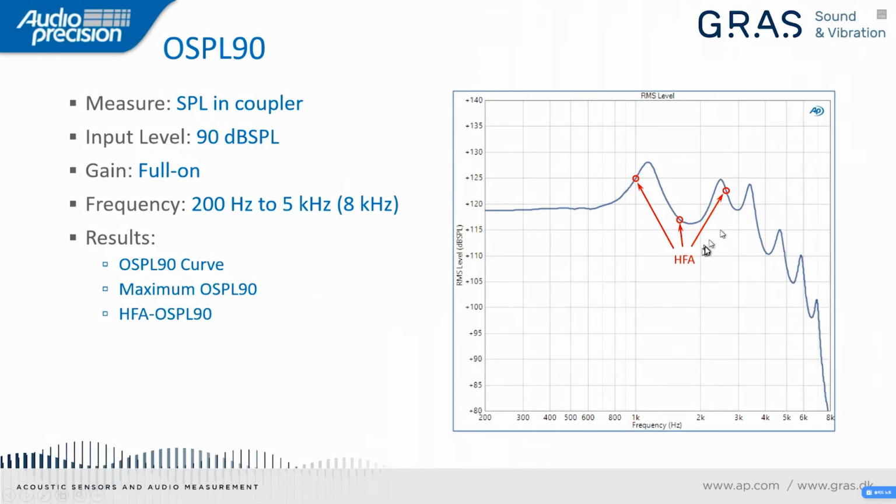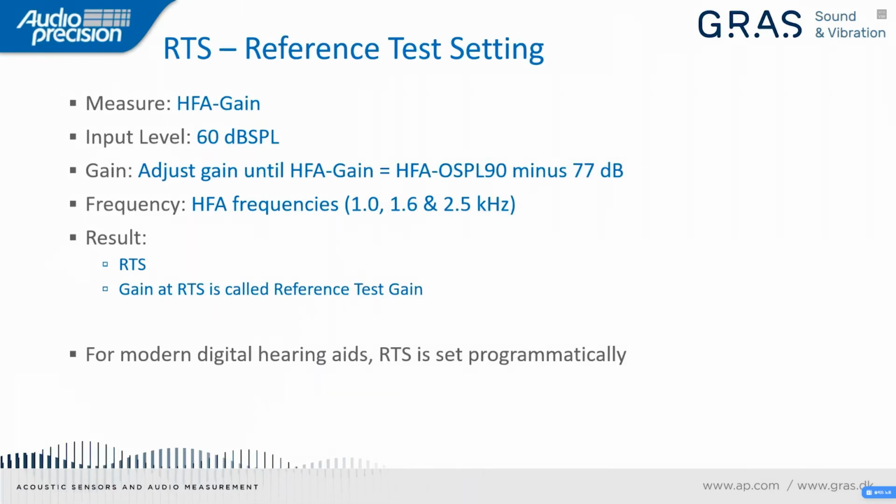Another important metric is called the reference test setting. In this case, we're measuring the HFA gain, and that's, of course, the gain averaged at those 3 HFA frequencies of 1, 1.6, and 2.5 kilohertz. The input level is 60 dB SPL, and we need to adjust the gain of the hearing aid until the gain is equal to the HFA OSPL 90 minus 77 dB.